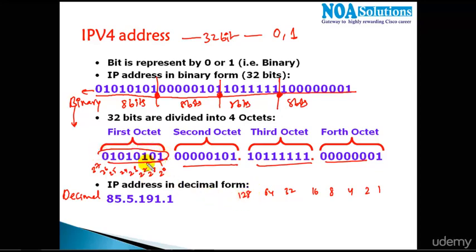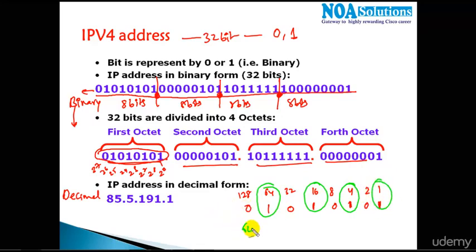If I write the binary number here, 0, 1, 0, 1, 0, 1, 0, 1, then wherever there is a 1, we add those power values. So 64 plus 16 plus 4 plus 1: 64 plus 16 is 80, plus 4 is 84, plus 1 is 85. So this is the equivalent decimal value.